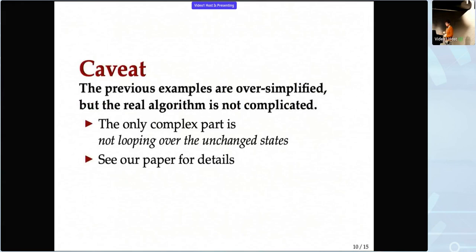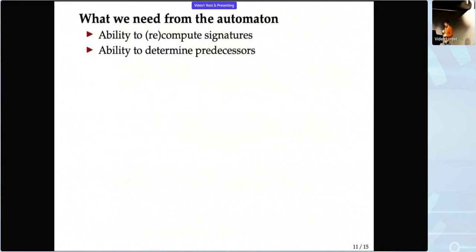So I have to say I oversimplified a little bit, but the real algorithm is not complicated. The only complex part is to make sure that everything runs in the right complexity by not looping over the unchanged state. So this requires some bookkeeping, but this is also not complicated. So what do we need from the automaton to do this in general? We need some function that recomputes the signatures given the new state numbers of the other state. And we need the ability to determine the predecessors of a state.